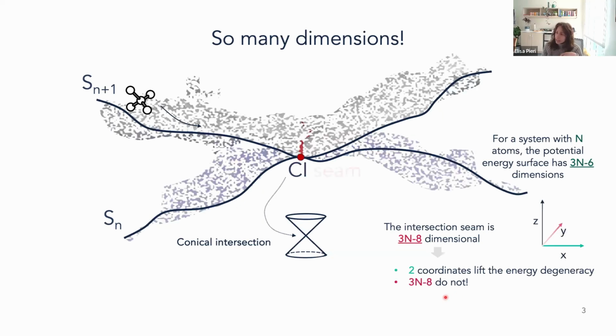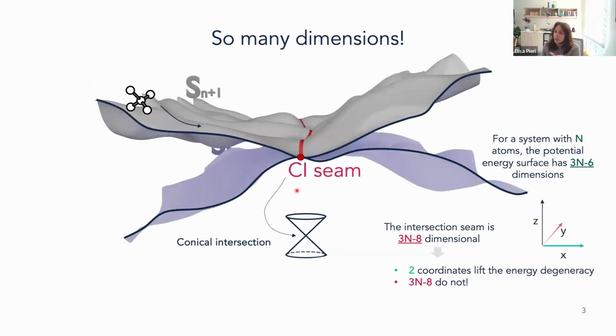So in this example, let's put another dimension on the plot to make things a little bit easier to imagine. If I move across the x axis here, I am lifting the degeneracy, and that's why I have the intersection seam as a 3N minus 8 dimensional space.